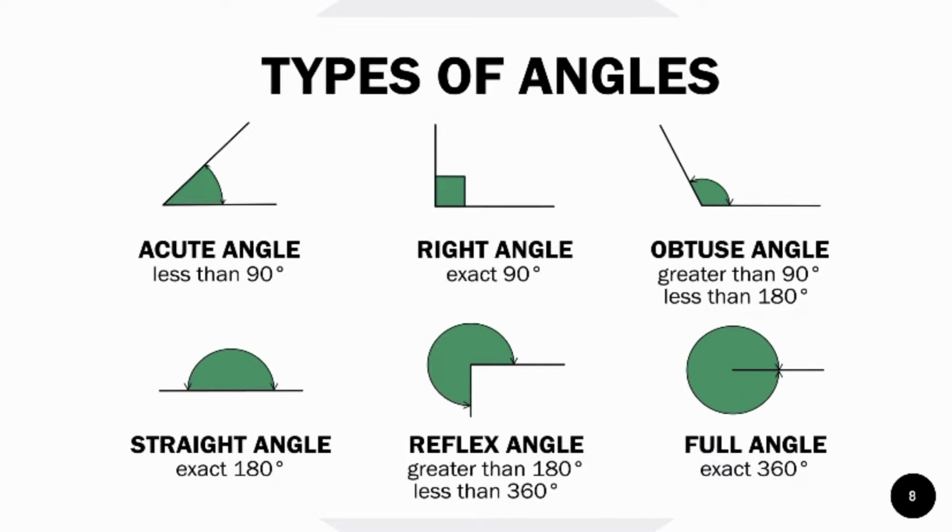We have different types of angles, or different orientations of angles. First, we have the acute angle, which measures less than 90 degrees. And we have the right angle, which measures exactly 90 degrees. And we have the obtuse angle, which is greater than 90 degrees and less than 180 degrees. We have also the straight angle, which measures exactly 180 degrees. And we have the reflex angle, which measures greater than 180 degrees and less than 360 degrees. And we have also the full angle, which measures exactly 360 degrees.